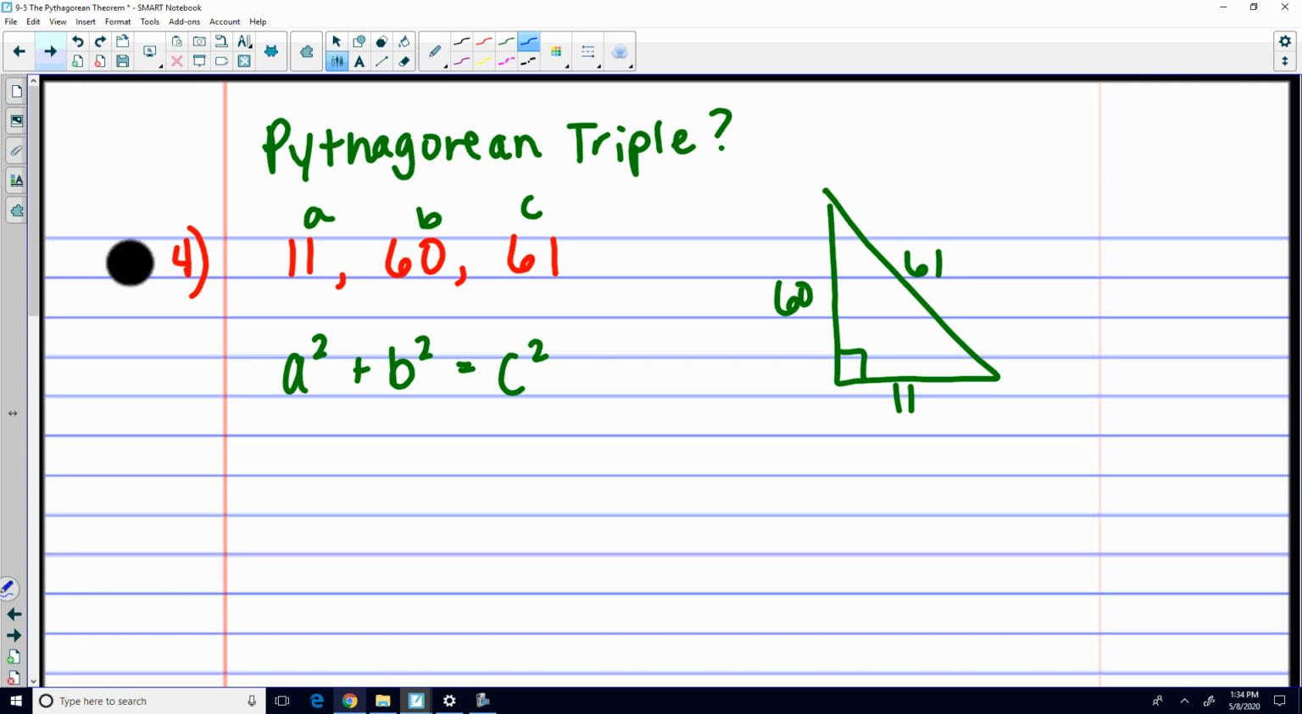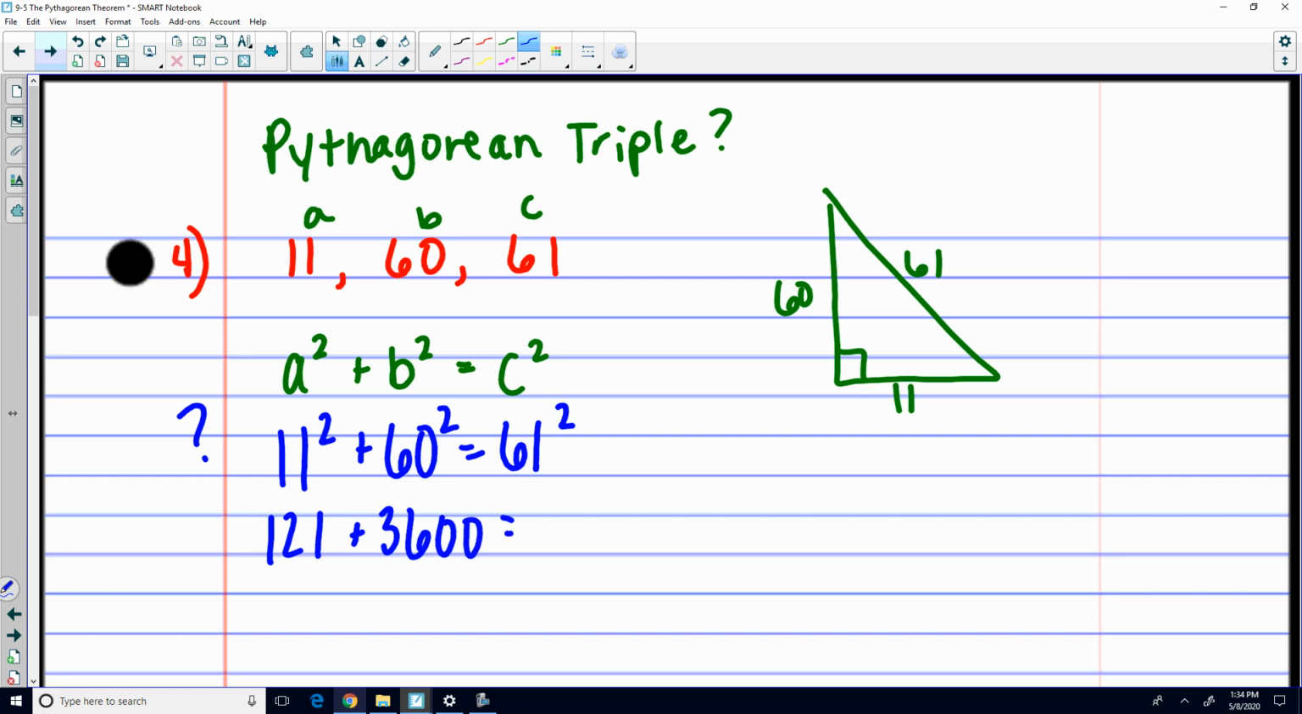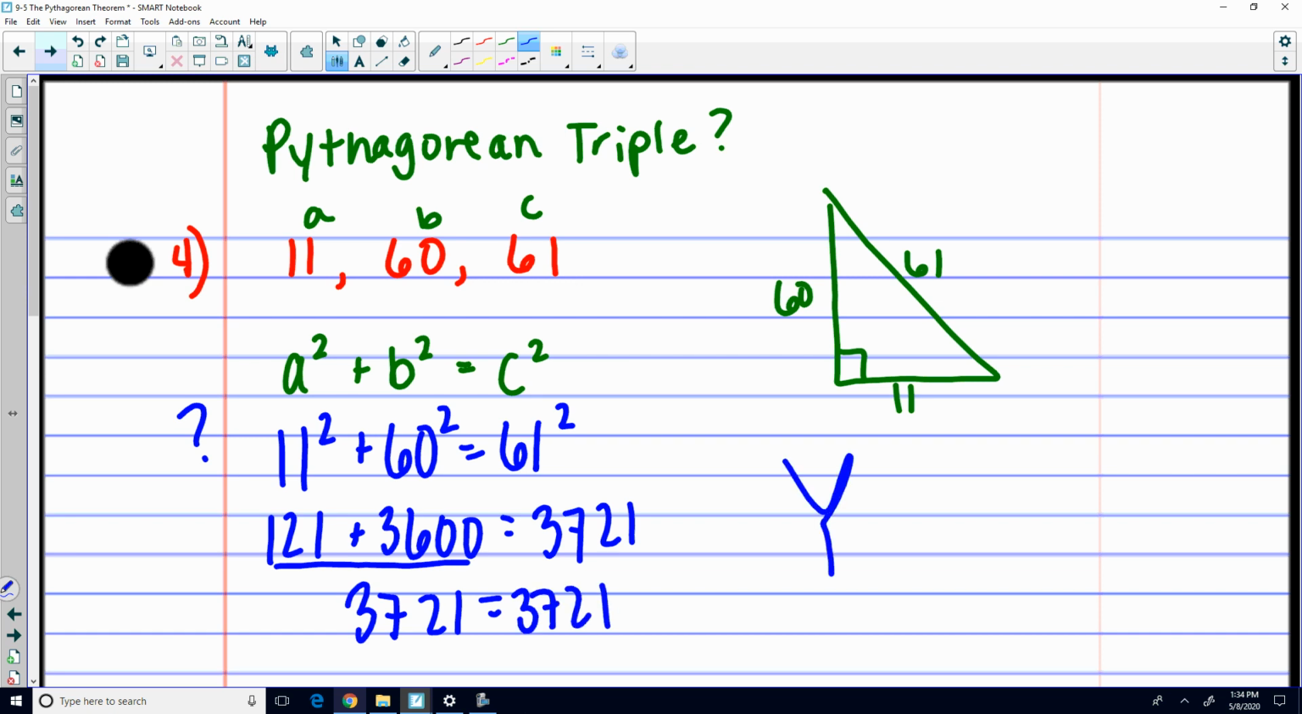So let's check it. Is 11 squared plus 60 squared equal to 61 squared? Is it? I don't know. Let's solve for it. 11 squared is 121. 60 squared is 3600. 61 squared is 3721. 3600 plus 121 is 3721. So my answer is, and I don't know where I write it, I'll write it over here: yes, it is a Pythagorean triple. We can even put an exclamation point behind it.